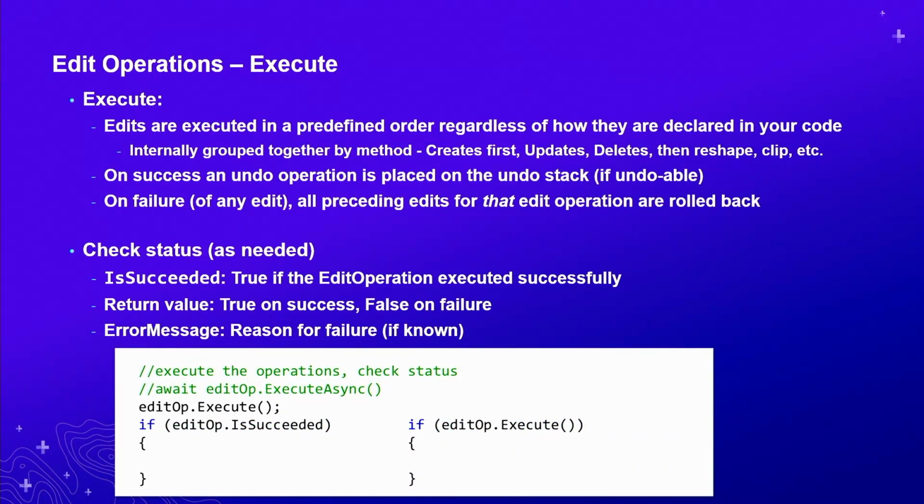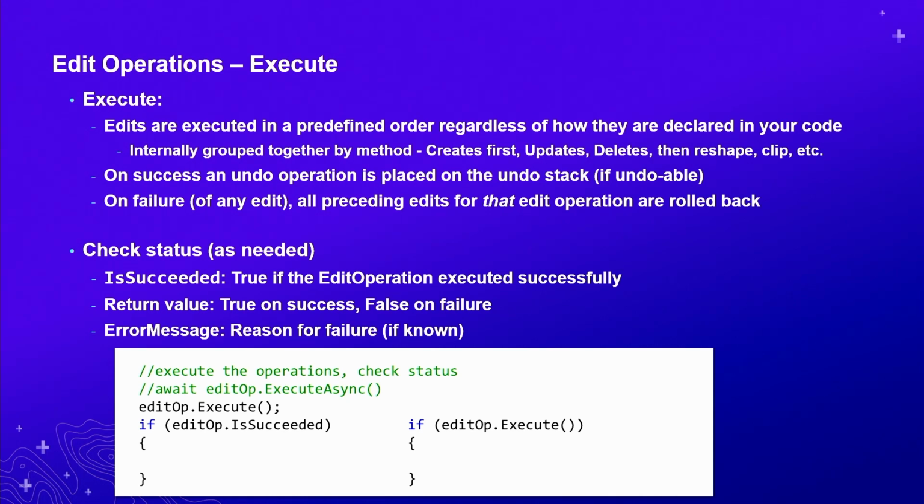The execute is how we actually run all these methods that we've queued up, all these edits. They're executed in a predefined order regardless how we declared them in the code. So there's a small list there, so the corrects get run first, the updates, and then deletes and reshapes and clips and so on.